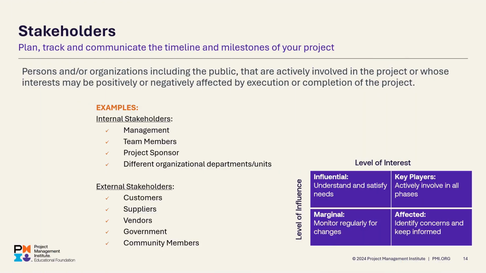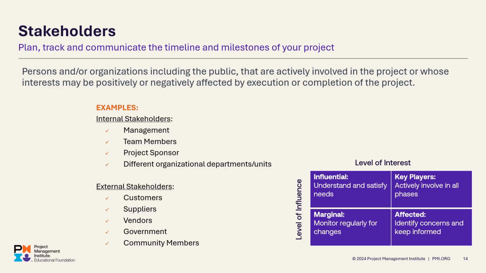This is the part of your plan that allows you to track and communicate the timeline and milestones of your project to people in and outside your organization that are actively involved in the project and whose interests may be either positively or negatively affected by the execution or completion of the project. Now, some examples of internal stakeholders include management or your superiors. This could also be your teacher or parent. It also includes team members, your project sponsor, and different organizational departments and units.